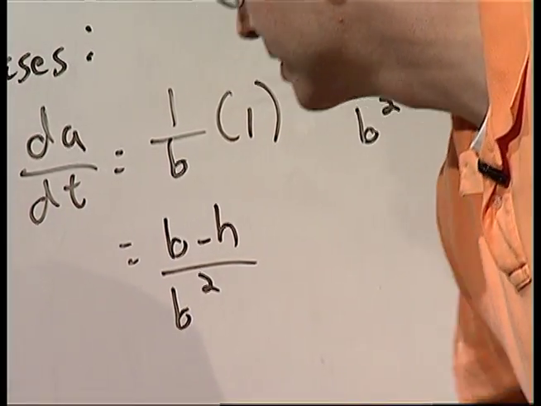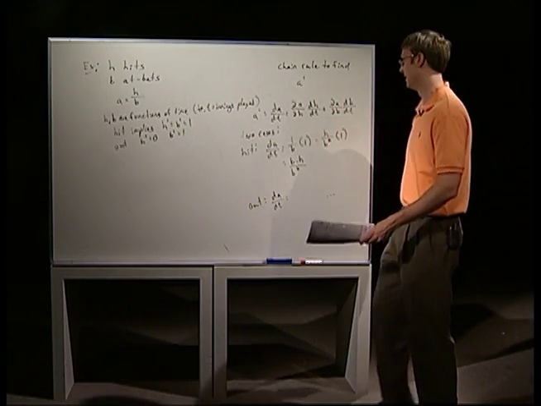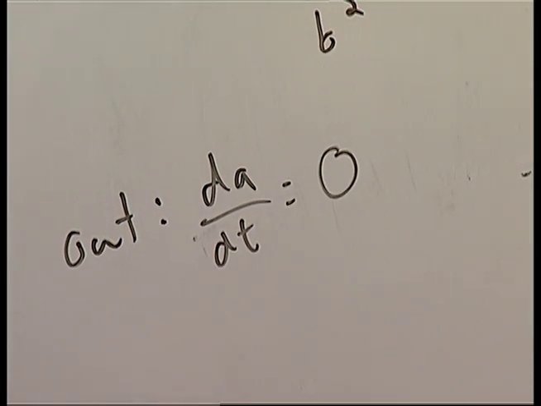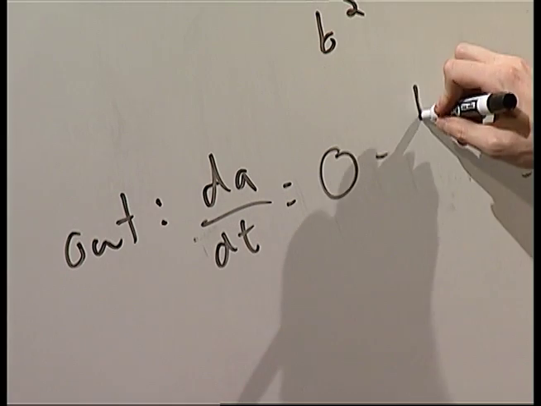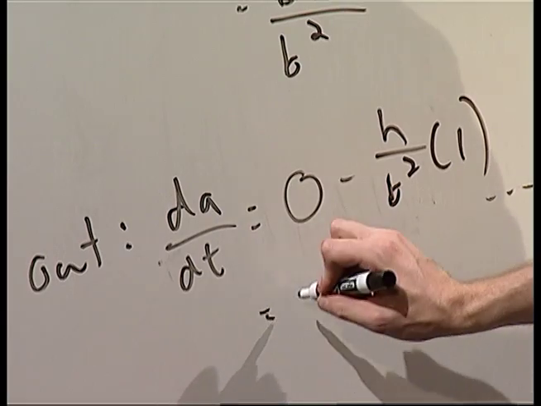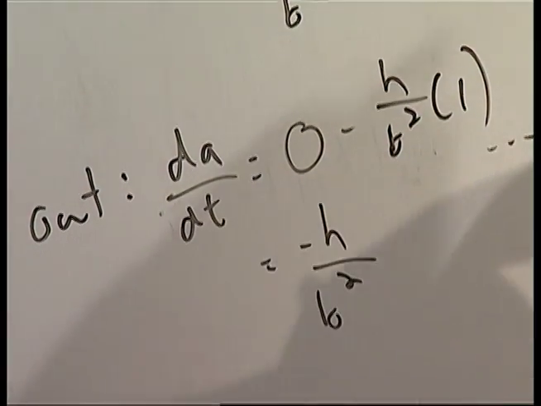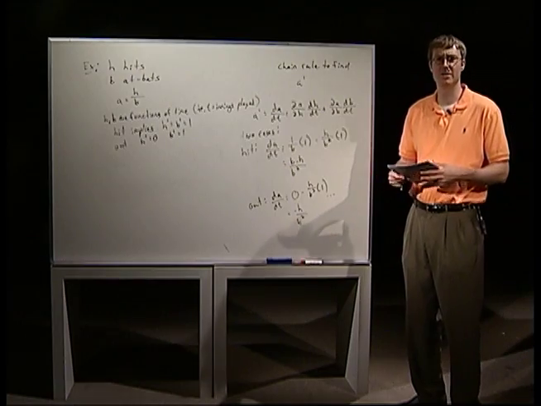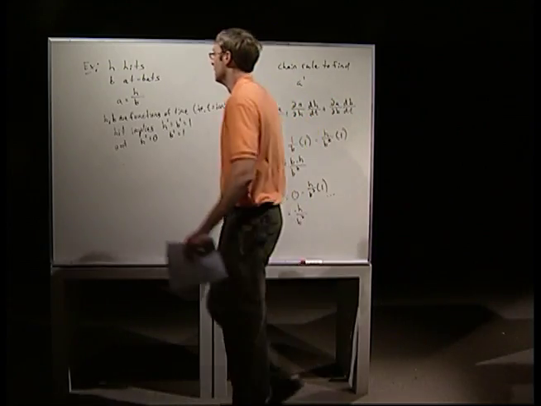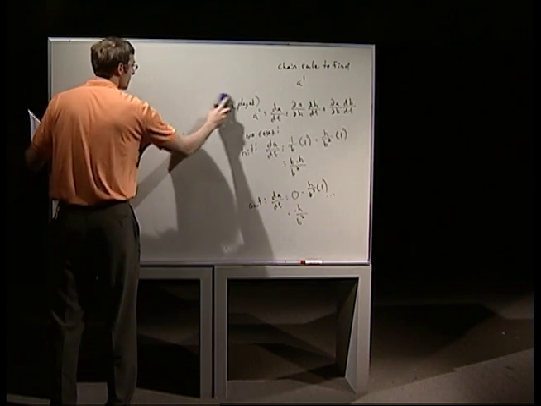What if you get an out? Then dH/dt is 0, so the first term doesn't matter, and it's just minus H over B squared times 1, which is negative H over B squared. So there are 2 different expressions for the rate of change of A: one in case of a hit, one in case of an out. Let's take a look and see how this changes.